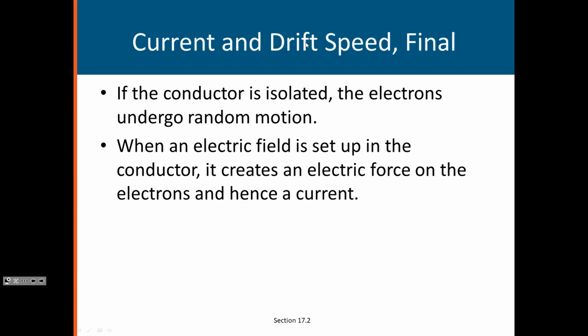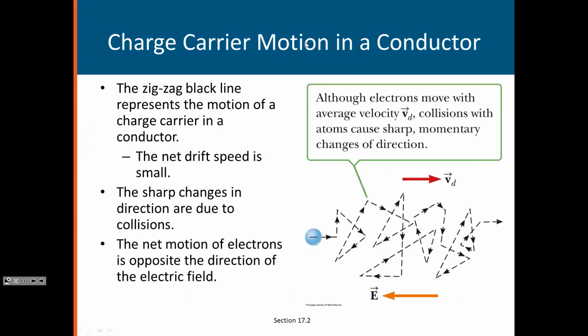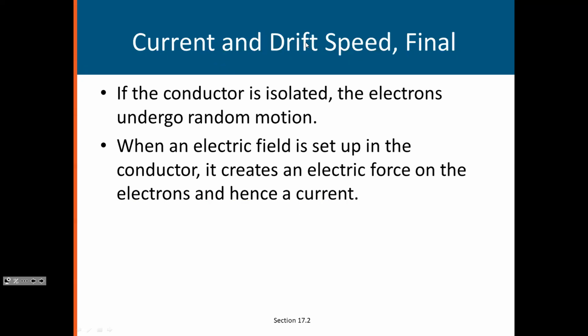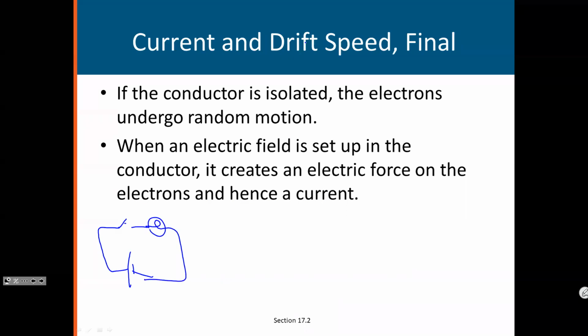Okay, but when you set up an electric field in a conductor, it creates an electric force on the electrons and hence a current. Now I'm going to ask you a question. Let's say you have a circuit, I'll come back to this question again, and there's a switch and a bulb. This is a bulb. When you turn on the switch, you will see the bulb is lighting up instantly, almost instantly, immediately. There is no time lag.